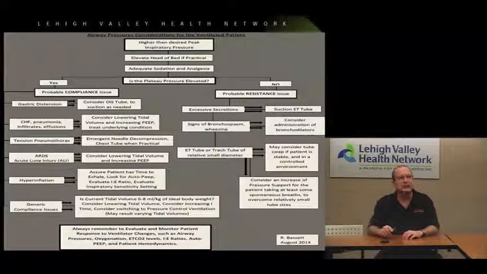Your ARDS, your acute lung injury, you could consider lowering your tidal volume. We talked about using 6, maybe even a little bit less, and help overcome your oxygenation problems when you do that. Maybe increase your PEEP some. Hyperinflation can cause compliance issues, so you want to make sure your patient has enough time to exhale, which means their IE ratio has to be good. If they're not having enough time to exhale on a 1 to 2 IE ratio, maybe you need to expand that to a 1 to 3 or a 1 to 4 IE ratio, which means you're going to have to decrease your inspiratory time.